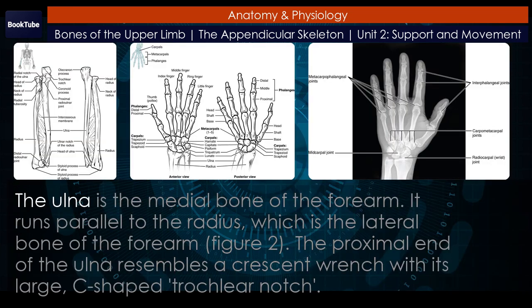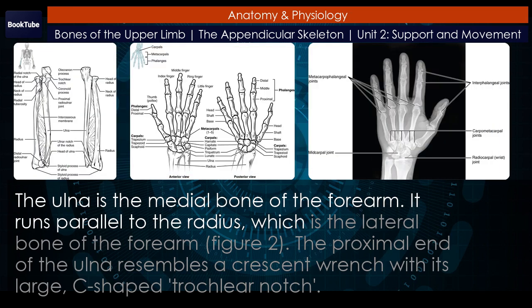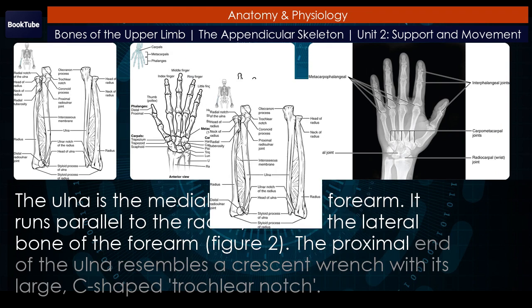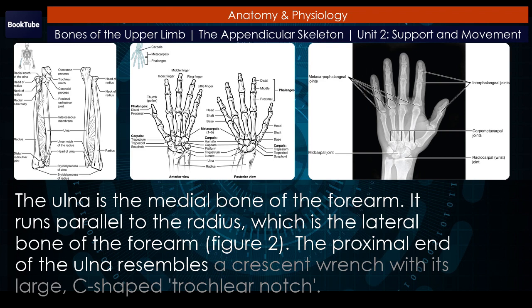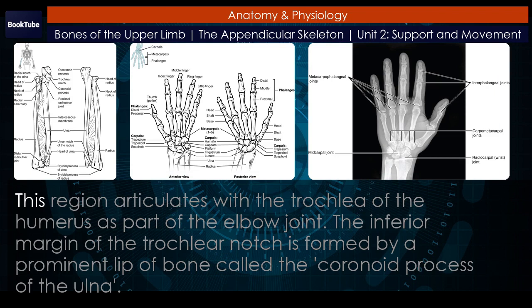Ulna. The ulna is the medial bone of the forearm. It runs parallel to the radius, which is the lateral bone of the forearm. The proximal end of the ulna resembles a crescent wrench with its large, C-shaped, trochlear notch. This region articulates with the trochlea of the humerus as part of the elbow joint.